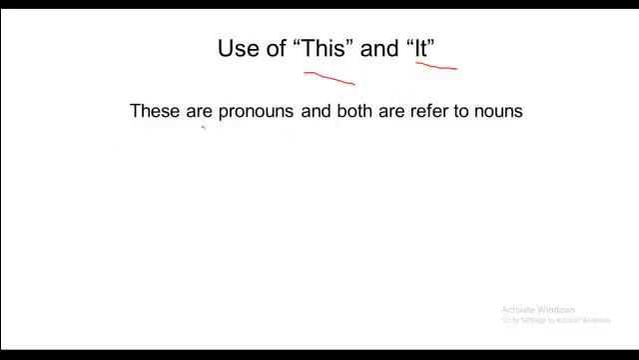If we talk about this and it, both are pronouns and both refer to nouns, such as he and she. These are pronouns, and in the same way, it is also a pronoun.